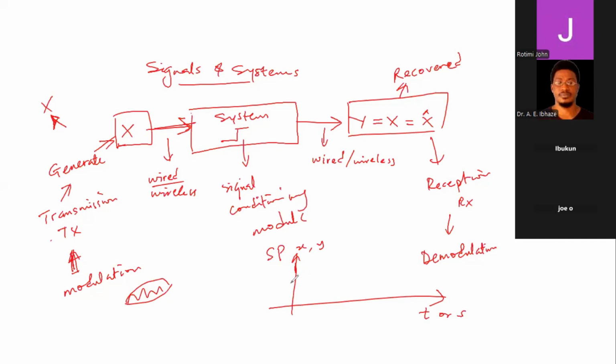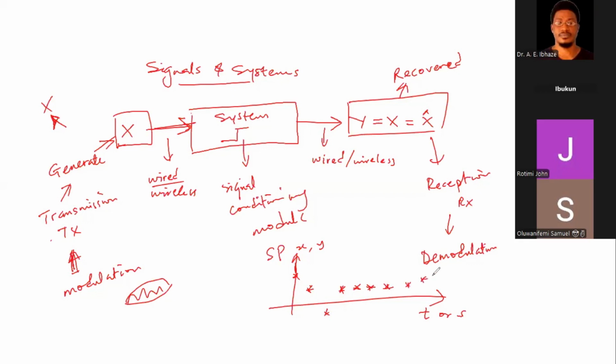So when the parameter I'm trying to take as a signal is beginning to vary with respect to this time, which is the independent variable, then I say I have a signal. Okay, sir. Thank you very much, sir.